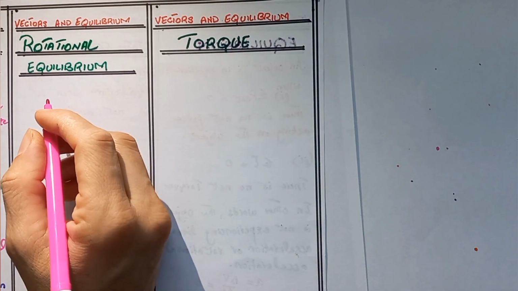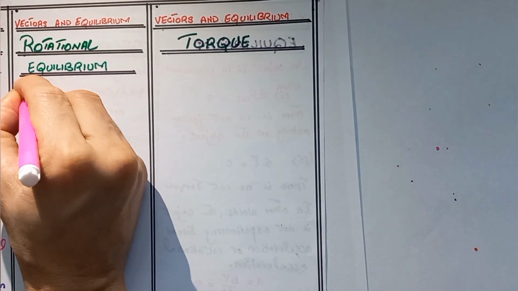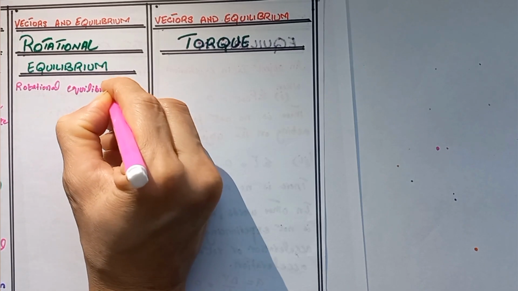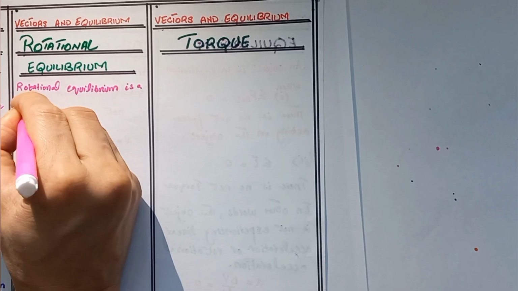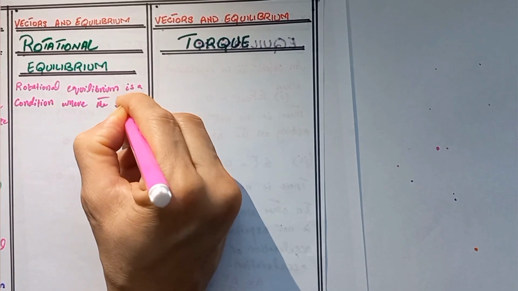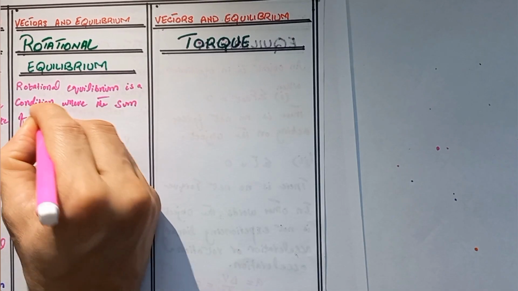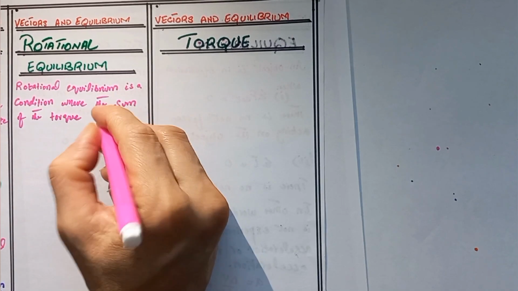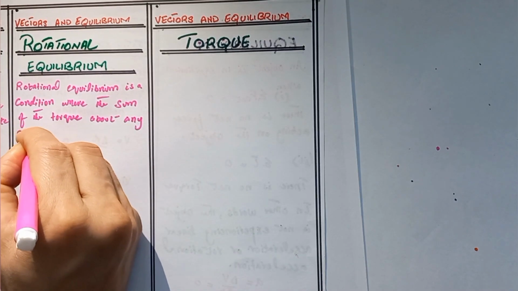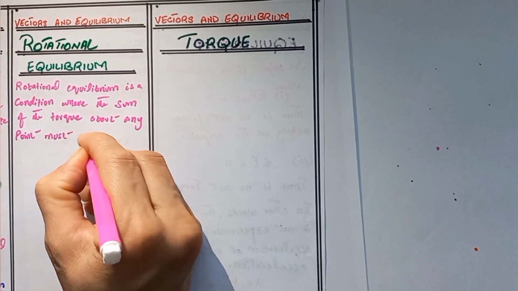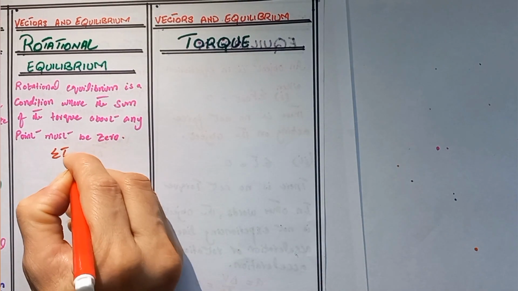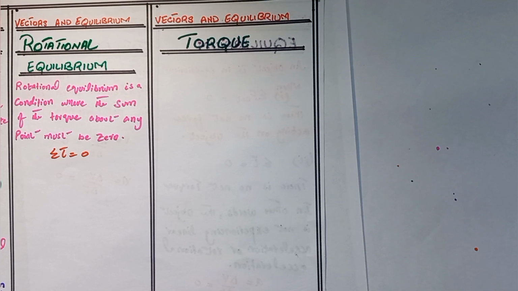Now we discuss the rotational equilibrium. What is rotational equilibrium? Rotational equilibrium is a condition where the sum of the torque about any point must be 0. So here we write that summation of torque is equal to 0.